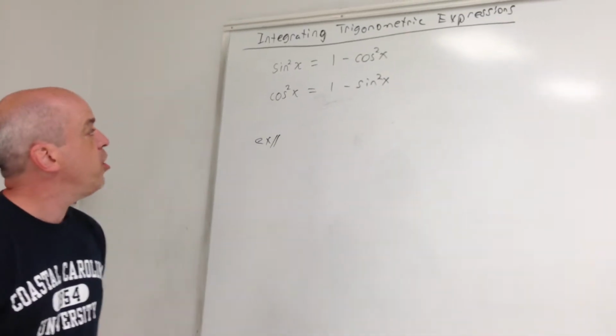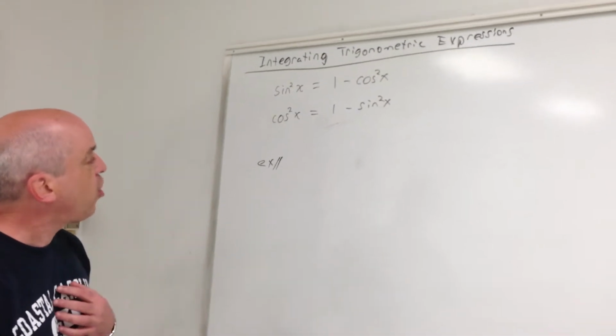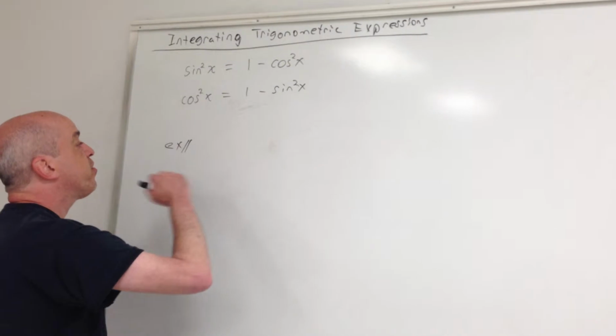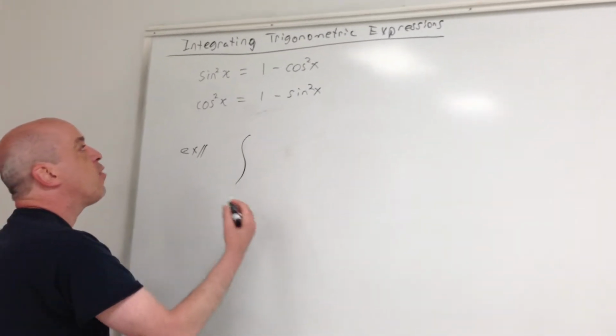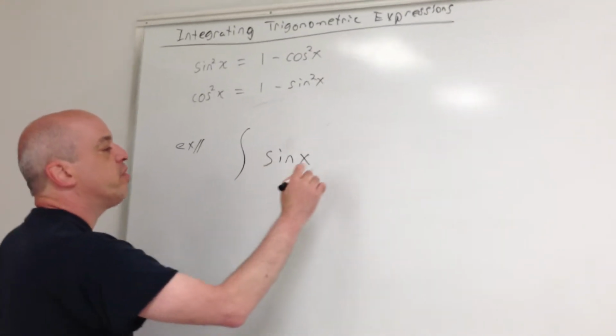Alright, in the previous video I showed you how to integrate a power of sine or a power of cosine as long as the exponent was odd. Now we can adjust that procedure just slightly to integrate a power of sine times a power of cosine where at least one of the two exponents is odd.